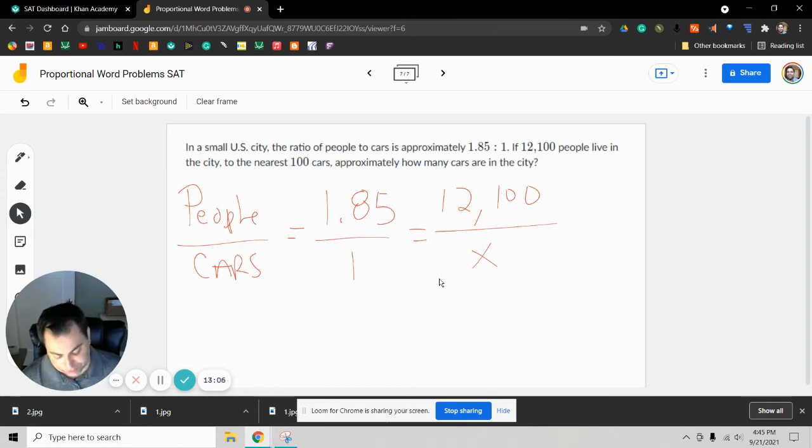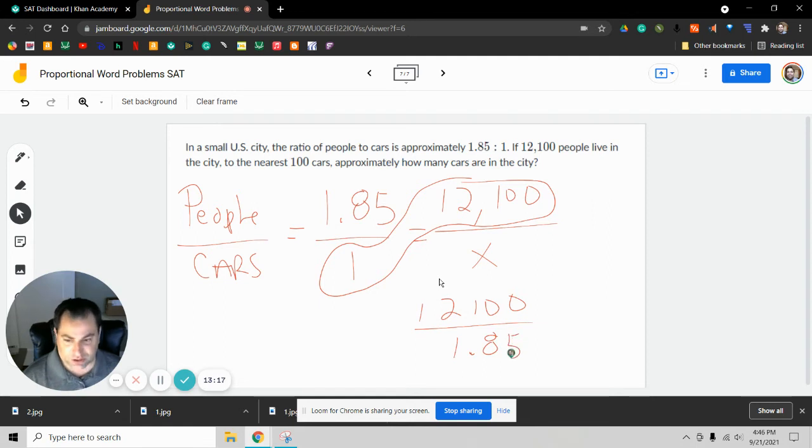So cross multiplication here is going to give us 12,100, and then we take 12,100 and we divide by 1.85. It's going to give us approximately about 6,540. Nearest 100 will give us 6,500 cars. So there's approximately 6,500 cars in that city.